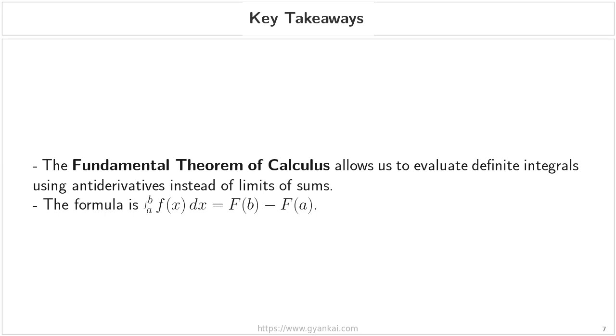Next, let's look at the formula. We have the integral symbol, then a to b. These are our limits of integration. Then f of x dx, representing the function we're integrating with respect to x. This whole expression, written as the integral from a to b of f of x dx, is equal to F of b minus F of a. Here, F of x represents the antiderivative of f of x, so we evaluate the antiderivative at the upper limit b and subtract the value of the antiderivative at the lower limit a.